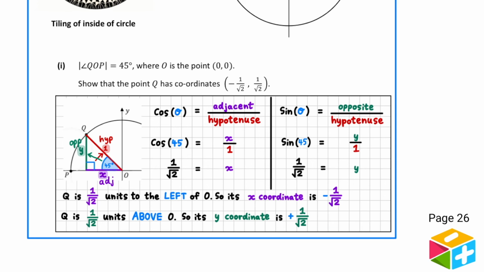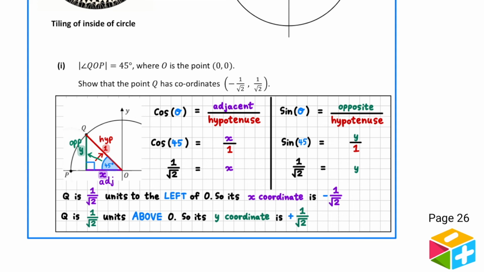In a right angle triangle, the cosine of an angle is equal to the adjacent over the hypotenuse. Here, the angle is 45, the adjacent is x, and the hypotenuse is 1. If we type cosine of 45 into our calculator, we'll get 1 over root 2. The right-hand side, x divided by 1, simply simplifies to x. So we found that x is equal to 1 over root 2.